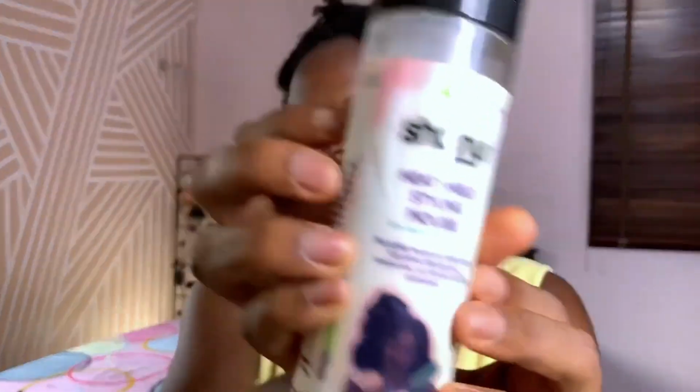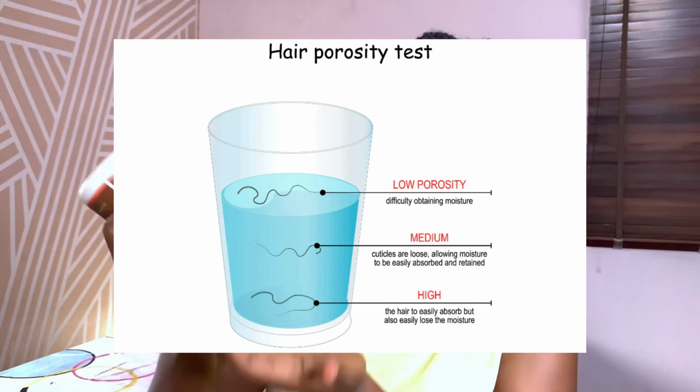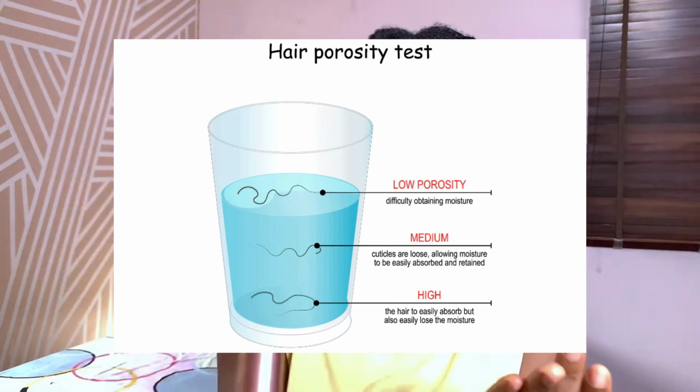The first thing is that you have to take a clean, unconditioned hair strand. Make sure you wash your hair and no other product is added to your hair. You just want a strand of your hair. Then you get a glass cup filled with water. Then you put your hair in that water and allow it to sit for 10 to 20 minutes, or longer if you can.